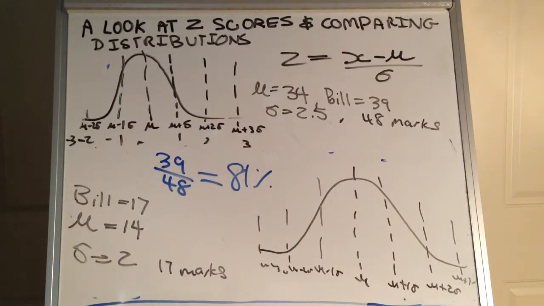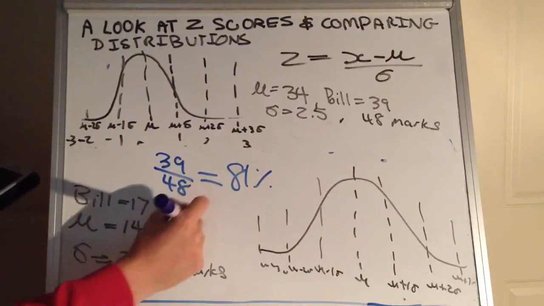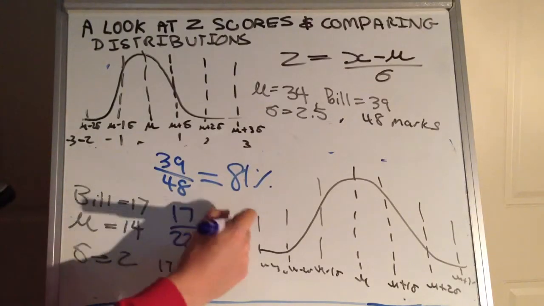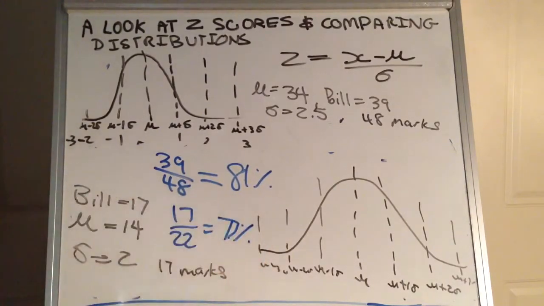And if we have a look at the other one, where Bill did his English essay, it's 17 out of 22. And that's 77%. So again, he did kind of okay, I guess.